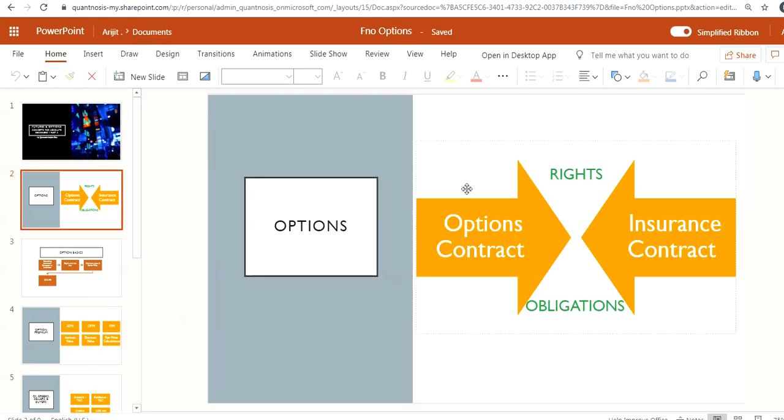So what are options? Most of you are familiar with how insurance works, right? The insurance buyer pays an insurance premium to get a guarantee of a certain amount of cash that they will get if something goes wrong. On the other hand, the insurance sellers, the insurance companies, collect those premiums by selling those insurances. In options, the contract also works in almost a similar way.